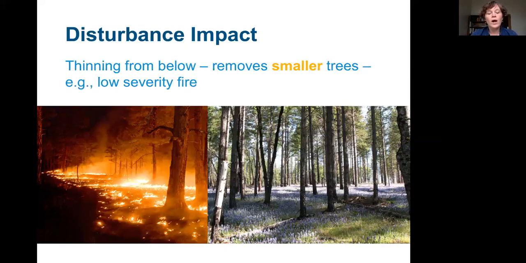And so you had these fires that, when they're low severity, thin from below. What I mean by that is, as you can see in these pictures, you have low flame heights, with fire creeping through a forest, and it's not making its way into the overstory crowns. It's mainly staying on the ground, and it's really killing those smaller trees. So it's sort of thinning the forest naturally. And this creates a more open condition or stand that you can see through, like you see in the picture on the right.